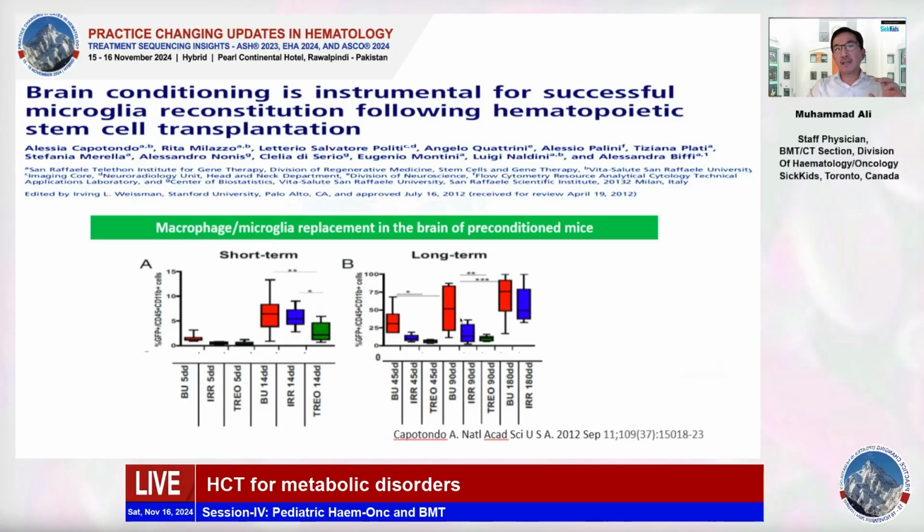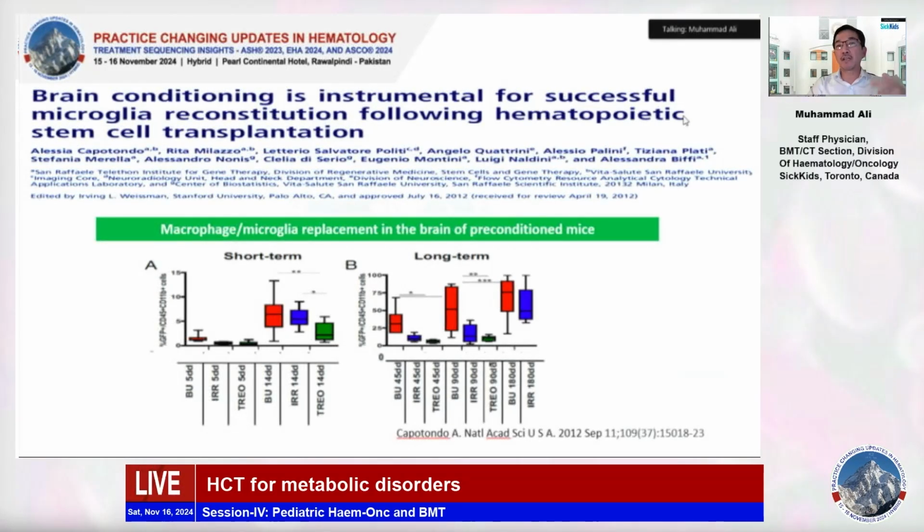As we can see, the red bar is quite long, both in the short term and the long term, while the green one is quite minimal, and the blue is in between. This reflects that busulfan, or any conditioning which can penetrate the brain, will help a better microglial engraftment, meaning donor macrophage engraftment in the brain to change into host microglial cells, while treosulfan, which we know cannot penetrate the brain, will not help that much in terms of engraftment of the donor macrophages in the brain.